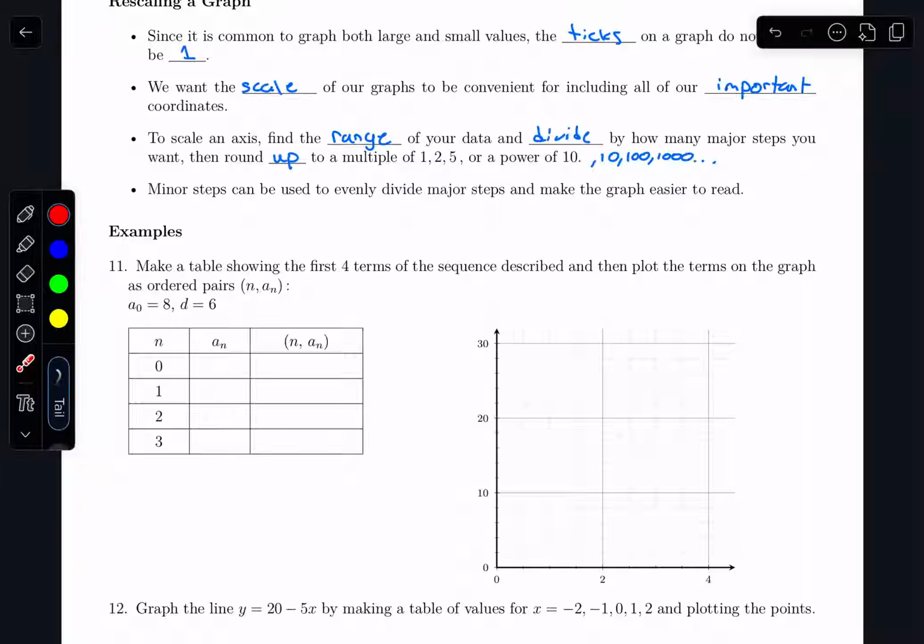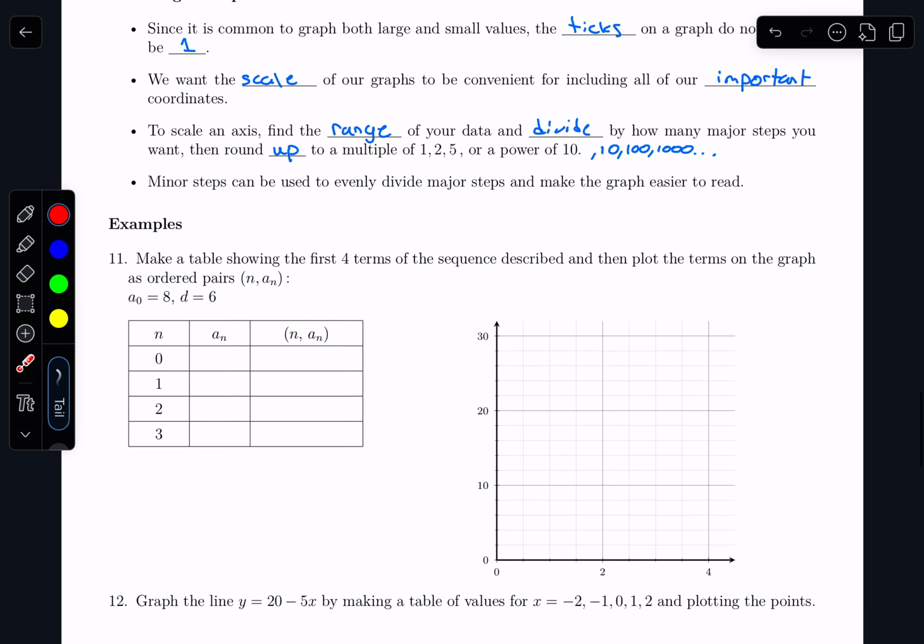But now it says to divide the range of your data by however many major steps you want. Notice it says want, right? So that's a decision you get to make. When we look at the graph down below, there are 3 major steps on the y-axis. But if we look at the x-axis, there are only 2 major steps. So it doesn't even have to be the same all the time. You get to decide how many times you want to divide up your graph and label a major step. Okay. So now when it says to divide by however many you want and round to a multiple of 1, 2, 5, or 10, this really is just a guideline. I'm going to talk more about this 1, 2, 5, or 10 part in a second, but first we got to start number 11.